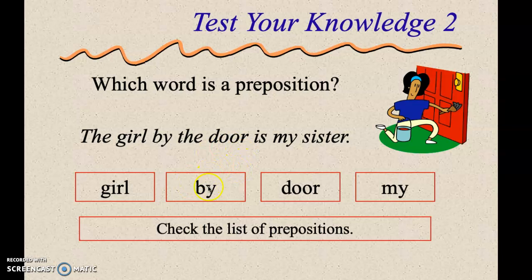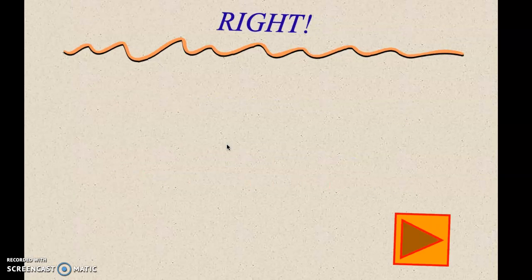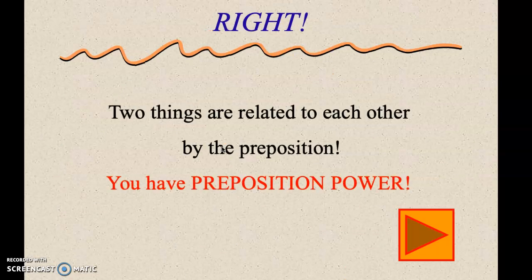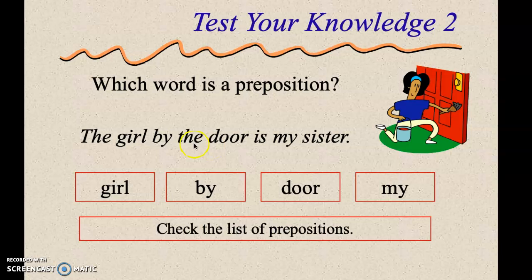Another one. Once again, identifying the preposition. The girl by the door is my sister. I'm trying to find a relationship between girl and door. If I go back and look at my list of prepositions, I don't see the word girl, I don't see the word door, but I do see up here the word by. Let's see if that's describing the relationship in my example. Girl and door, the girl is by the door. By is one of my options, therefore it is my preposition in the sentence.